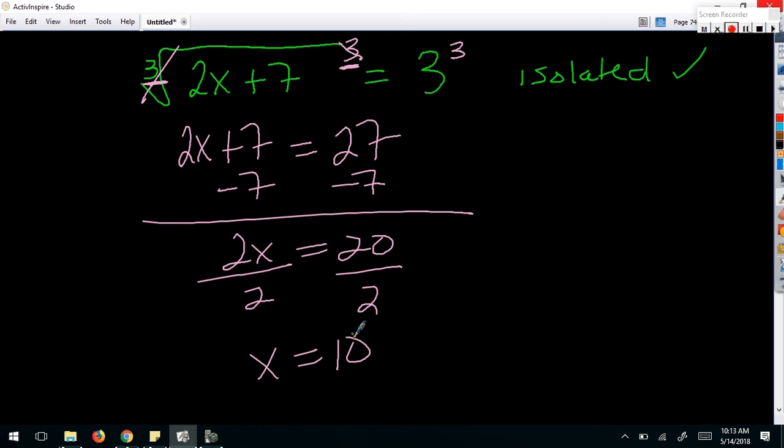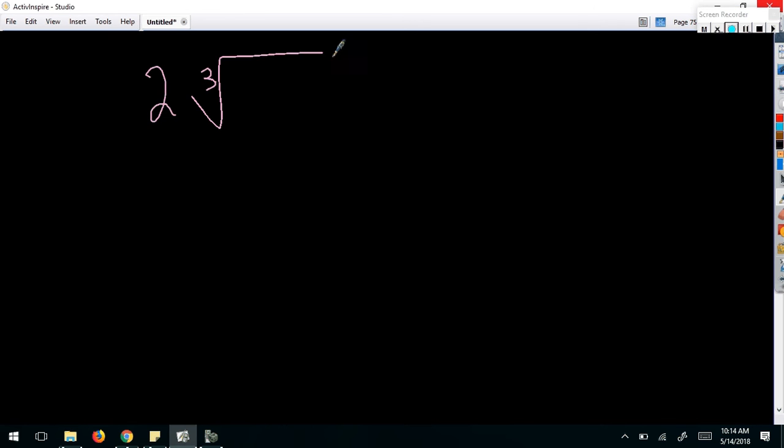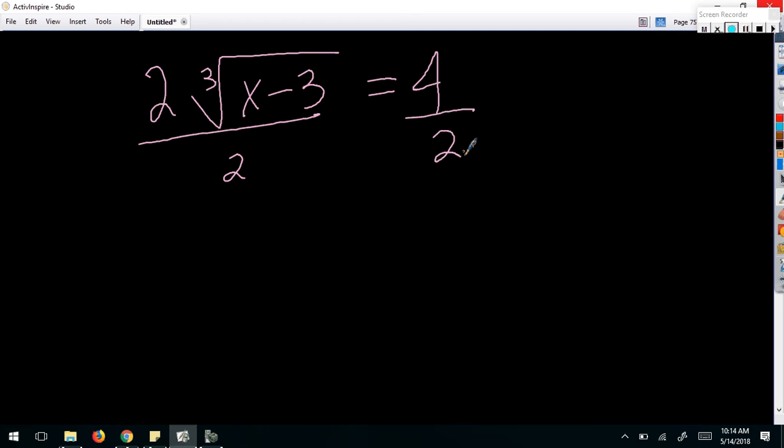Does that confuse anybody? All right, let's make it a little bit harder then. Let's say I have 2 times the third root of x minus 3 equals 4. Is my radical isolated? No, it's got a 2 in front, so you're right. I need to divide by 2 and get rid of it. Now, when you do that, don't mess with anything under that radical, okay? Leave it.